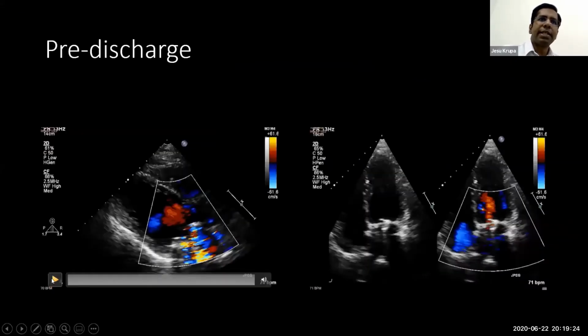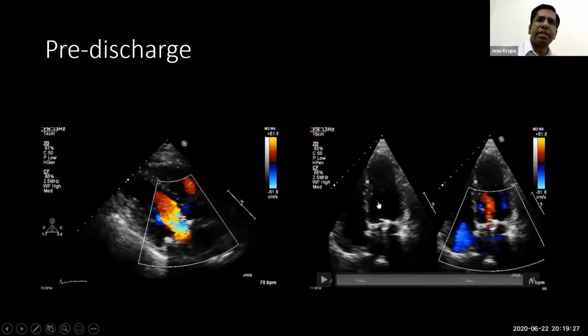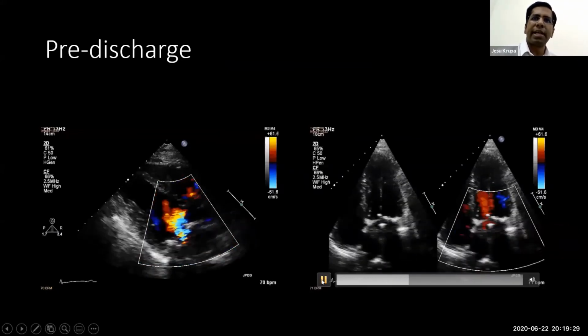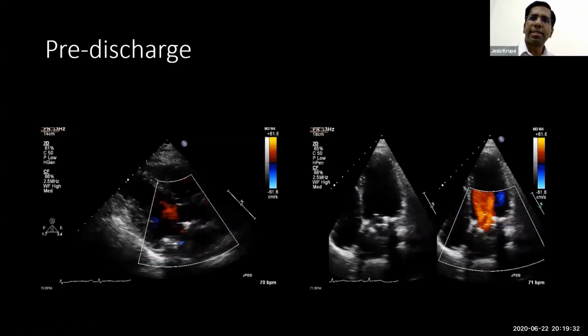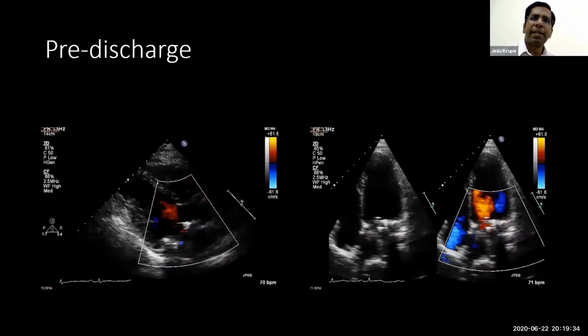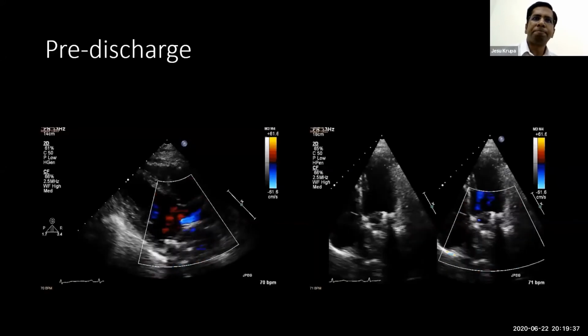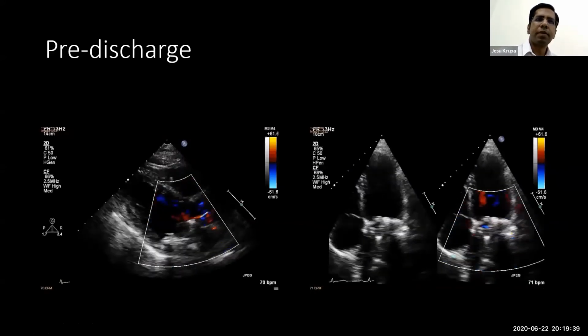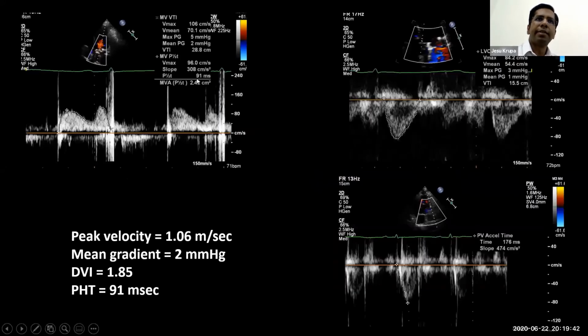Once again, it was repeated pre-discharge. Since this person already had thrombosis twice, it was repeated again. And again, you see that things are fine. Again, you can see that the mean gradient is 2. It's a nice steep slope. LVOT flow is good. The pulmonary acceleration time is also over 100. All these things point us to the fact that the obstruction has been satisfactorily relieved.